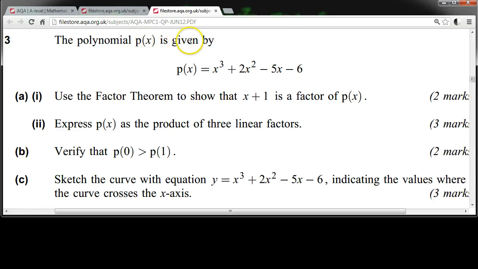The polynomial p of x is given by p of x equals x cubed plus 2x squared minus 5x minus 6. Use the factor theorem to show that x plus 1 is a factor of p of x. Express p of x as the product of three linear factors. Verify that p of 0 is greater than p of 1. Sketch the curve with equation y equals p of x, indicating the values where the curve crosses the x-axis.